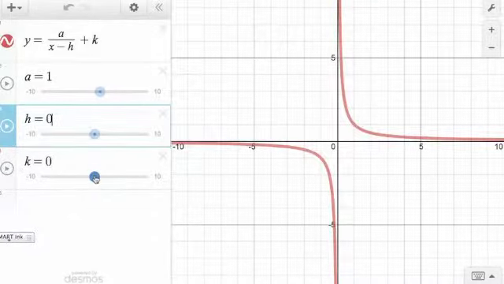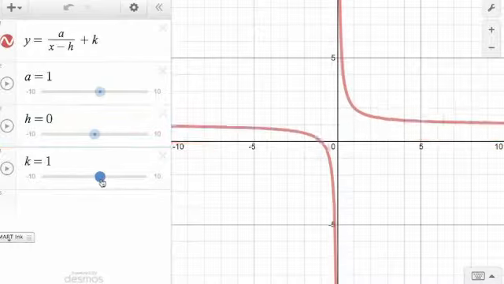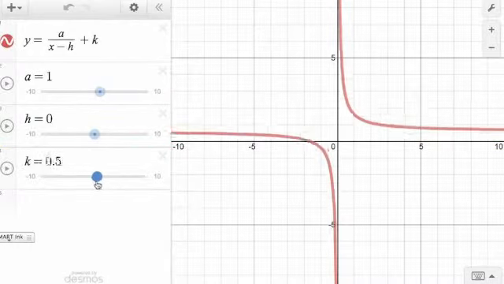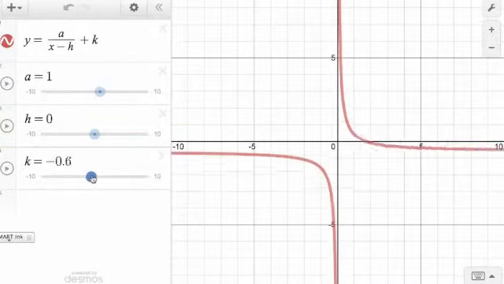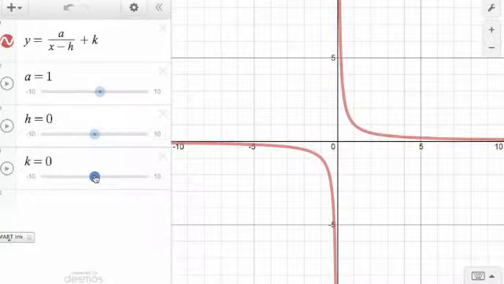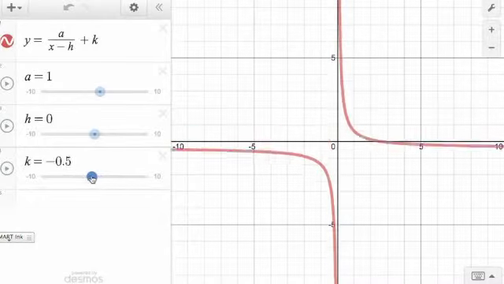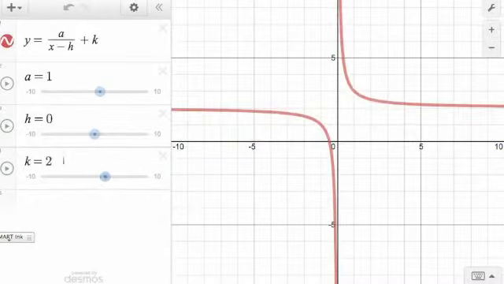Okay, and then this k, if we think back to how our translations work, this is adding a k onto the end. So we would expect that to shift it up and down, which is exactly what it does. It shifts it up and down, which also shifts that asymptote up and down. So if we were to put a 2 in, my asymptote is no longer at 0, it is up here at 2. Okay, so let's go ahead and add that into our notes.